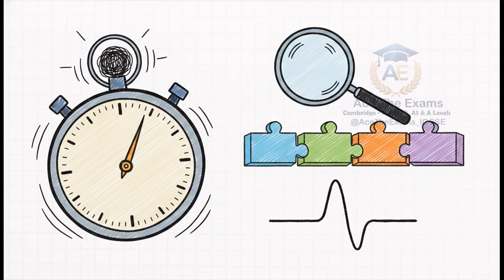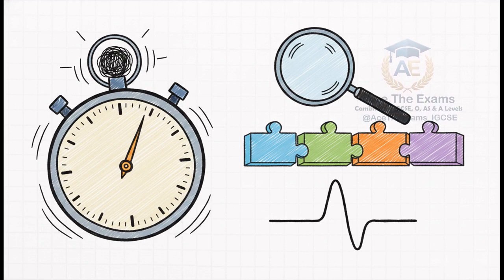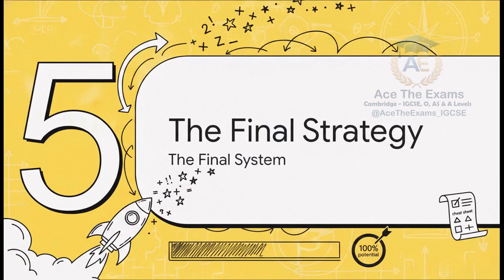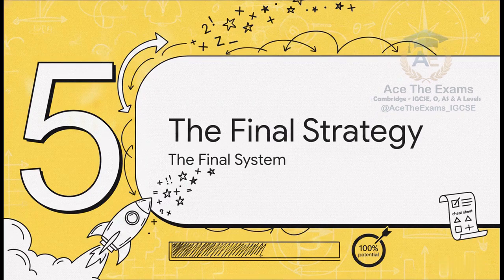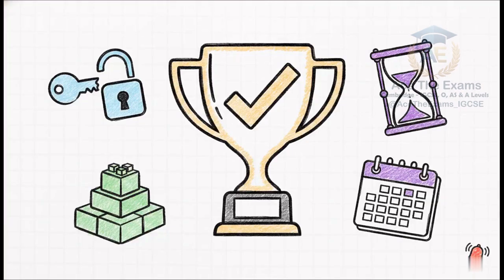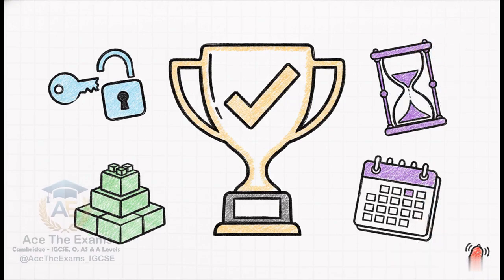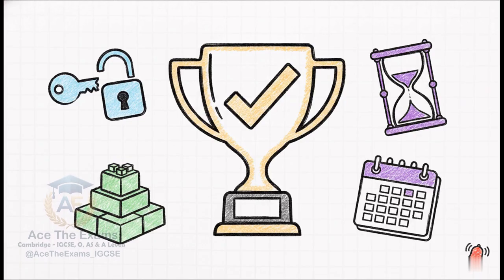Being able to quickly and accurately articulate your mathematical reasoning is practically a superpower when you're sitting in the exam hall. We've made it to Section 5, the final strategy, the final system. You've navigated the hazards, you understand the core principles, and your trajectory is totally locked in. Let's look at the ultimate cheat sheet and recap the mathematics answering system that gets your progress bar all the way to 100% mark potential.